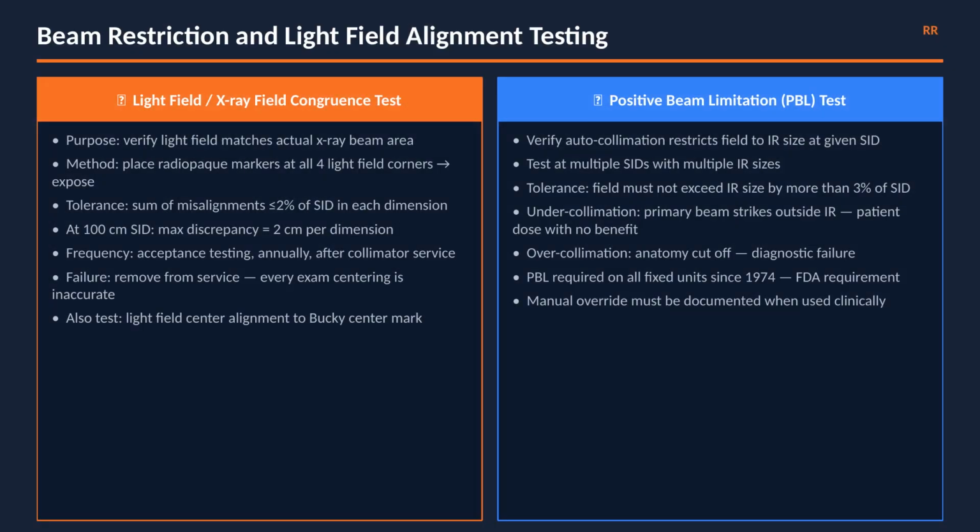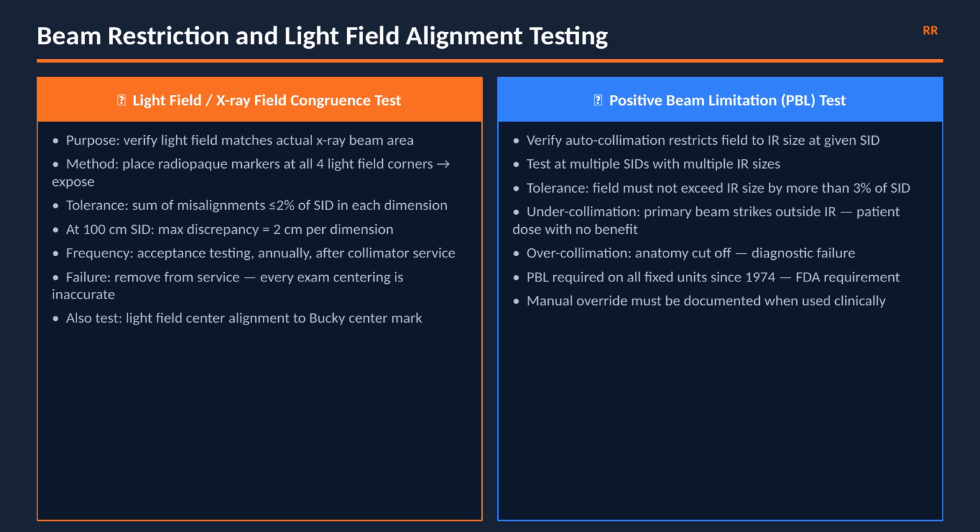Light field and X-ray field congruence testing. Purpose: confirm that the visible light field projected by the collimator accurately matches the actual X-ray beam area. If they don't match, every positioning decision based on the light field is wrong. Method: place radiopaque markers, pennies work well, at all four corners of the light field. Expose, develop or display the image. Measure the difference between the marker positions and the actual beam edge.